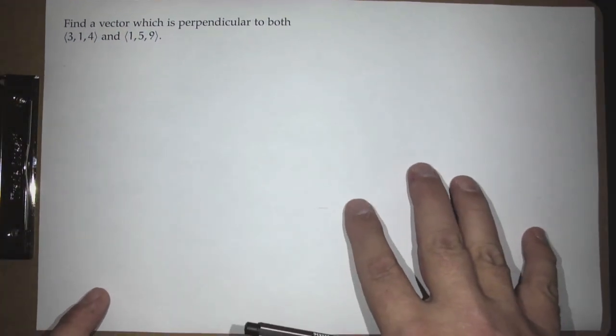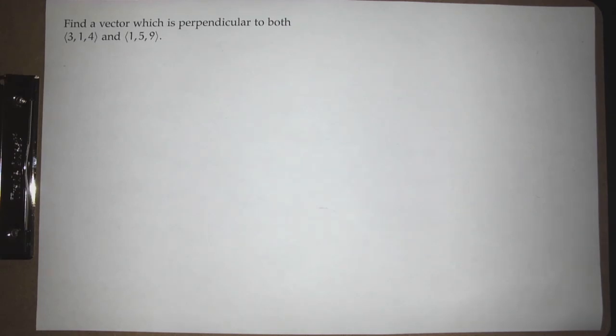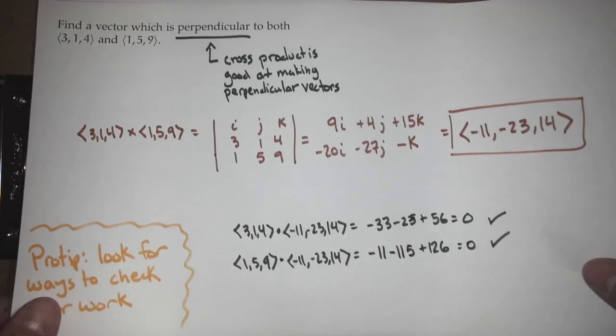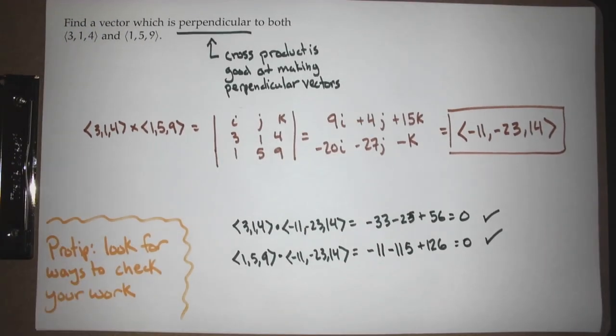So, here's a question. Find a vector which is perpendicular to both the vector 3, 1, 4 and the vector 1, 5, 9. All right, someone said negative 11, minus 23, and 14. Oh my goodness. That's what I got.